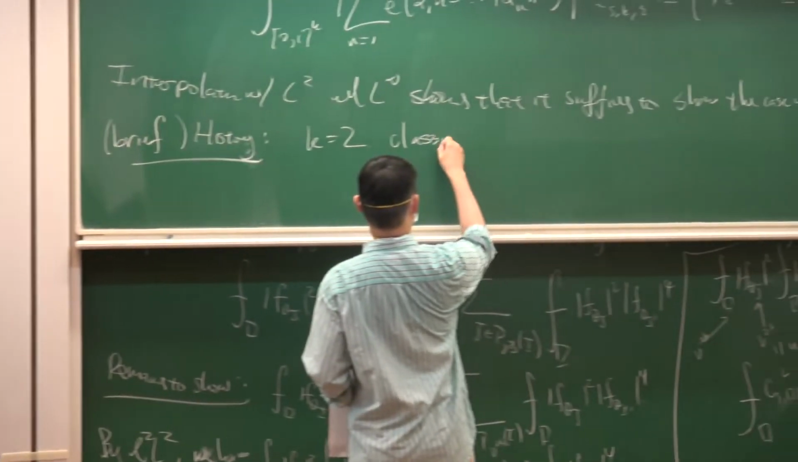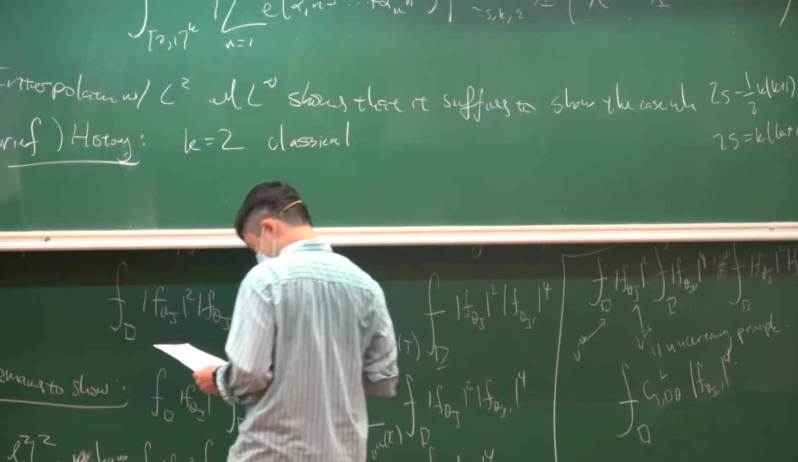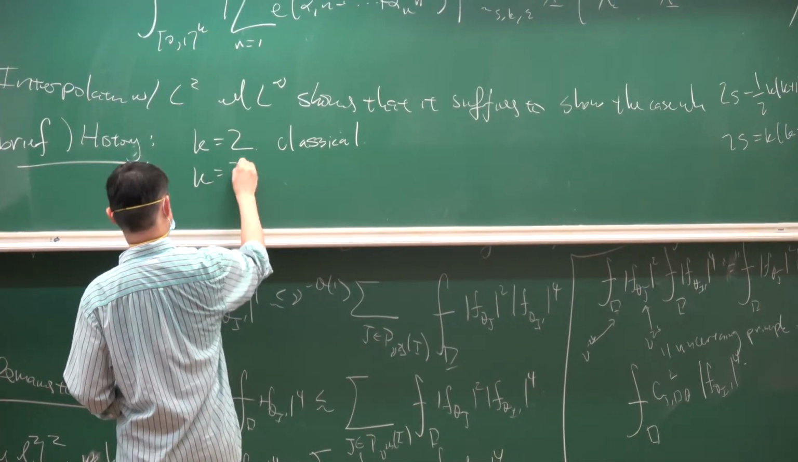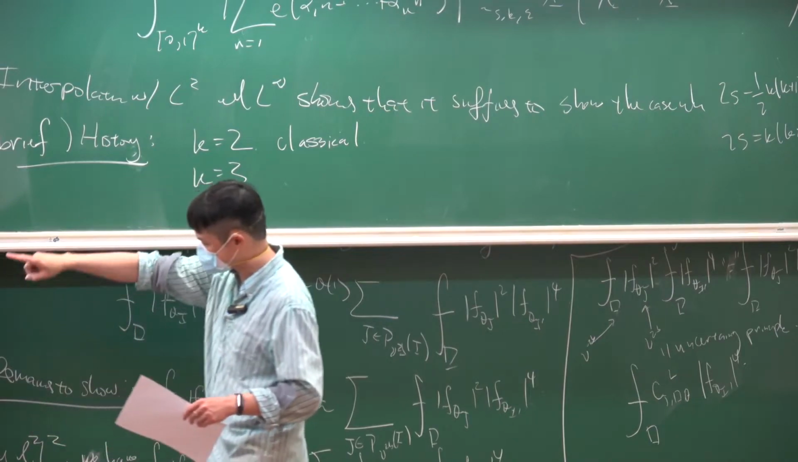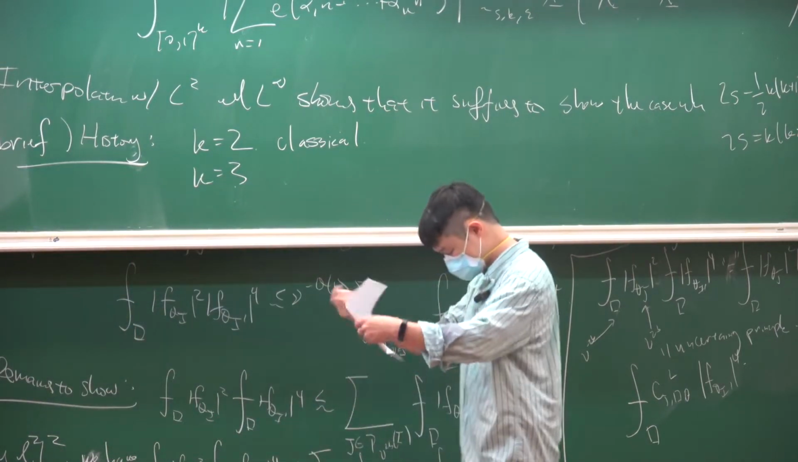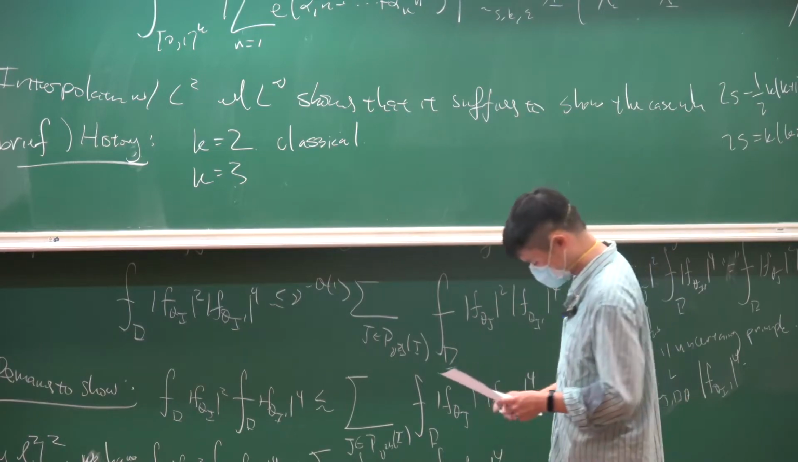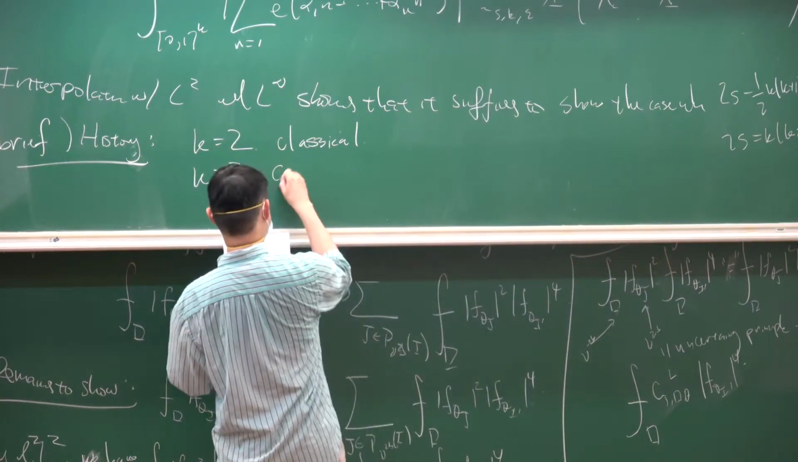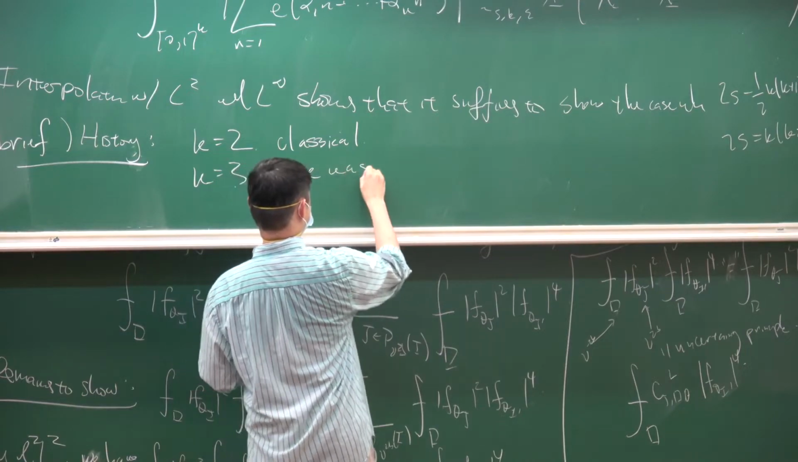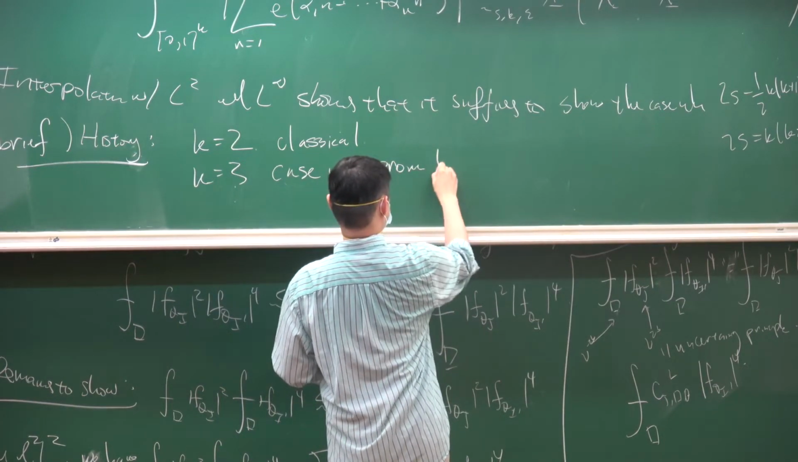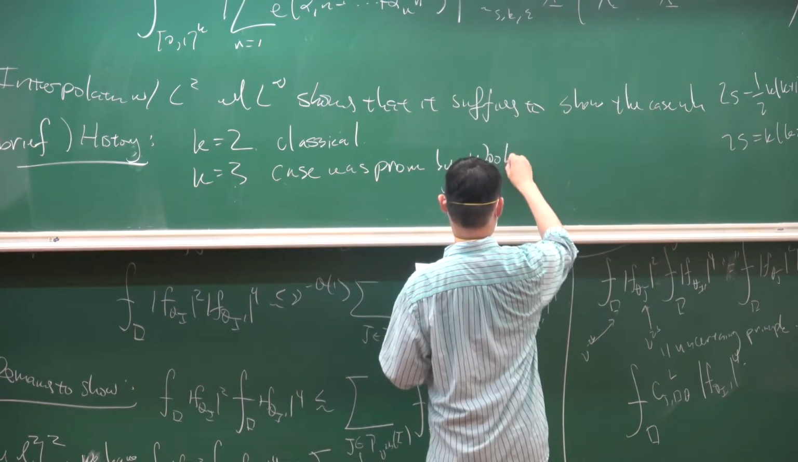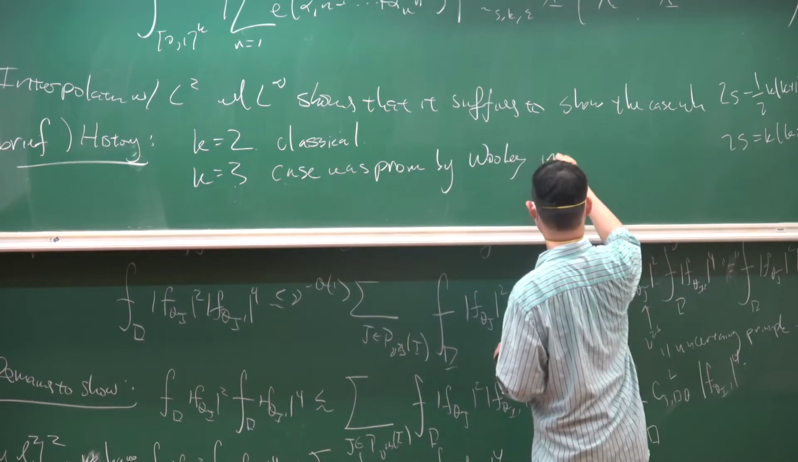Okay. k equals 3. This problem was first considered by Vinogradov in 1935. So when was the k equals 3 estimate proven? Well, the k equals 3 case was proven by Wooley in 2014.